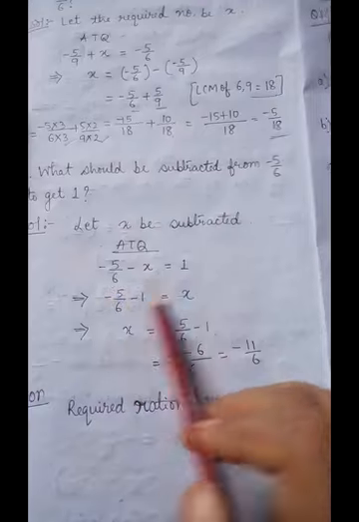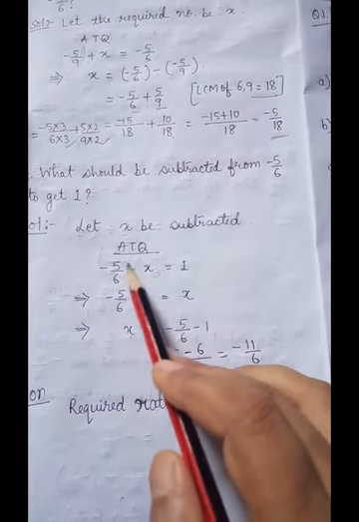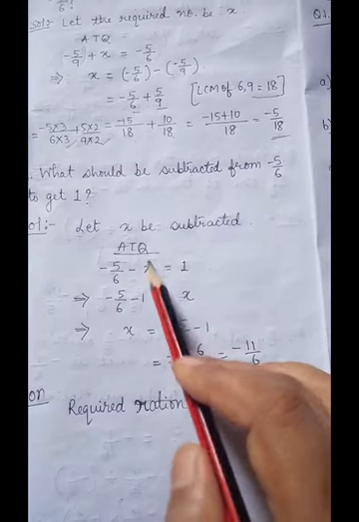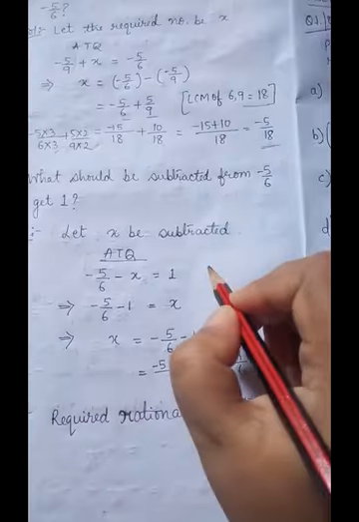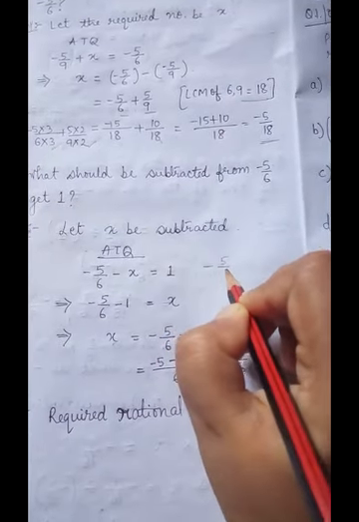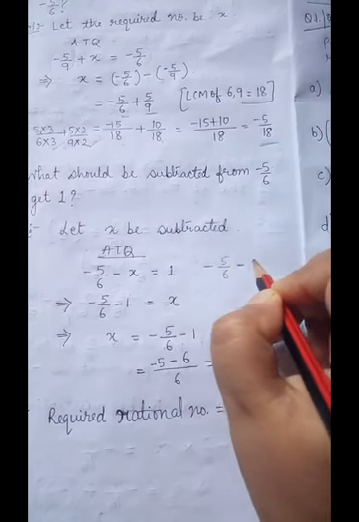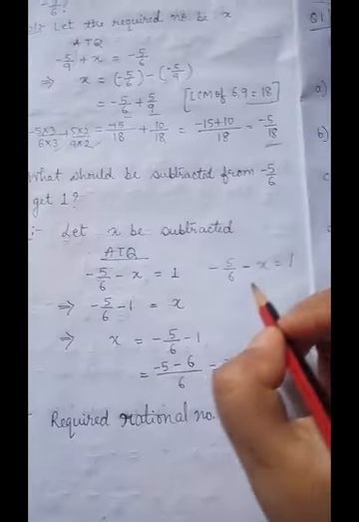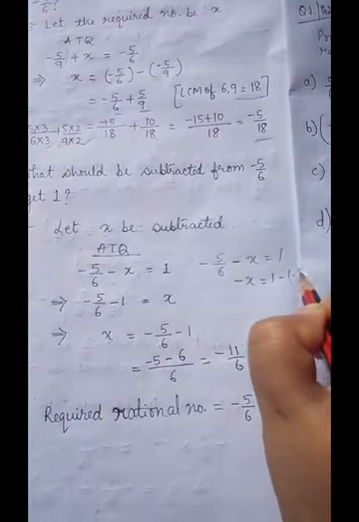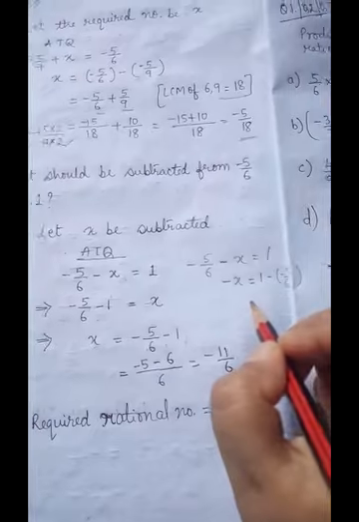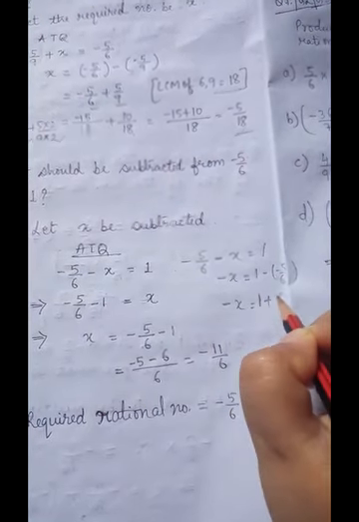Again, linear equation transposing. So this operation is minus. We will shift this x to this side and this 1 to this side. Or if you want, you can also do it like this: minus 5 by 6 minus x is equal to 1. This minus x over here, 1 minus of minus 5 by 6. So this is minus x is equal to minus plus 1 by 6.